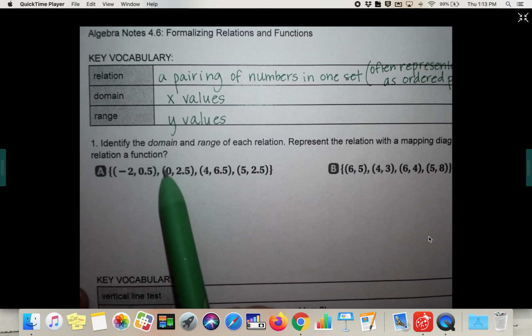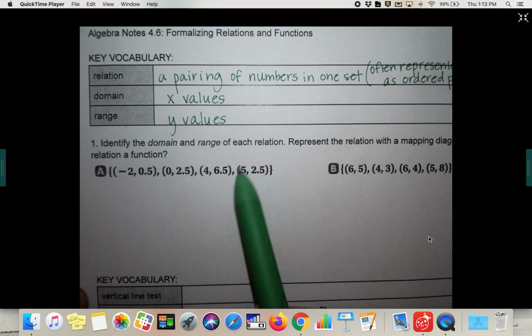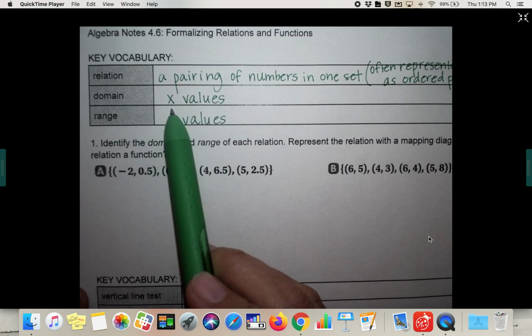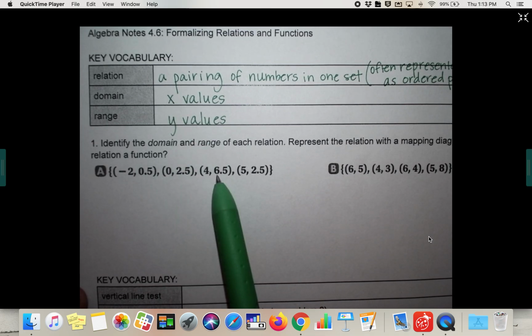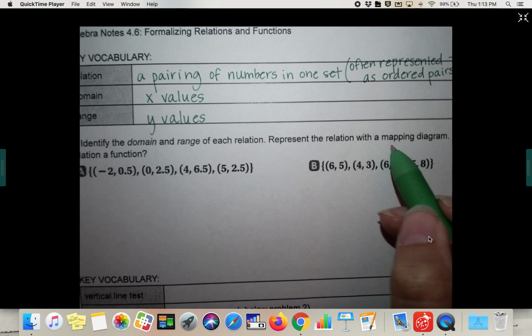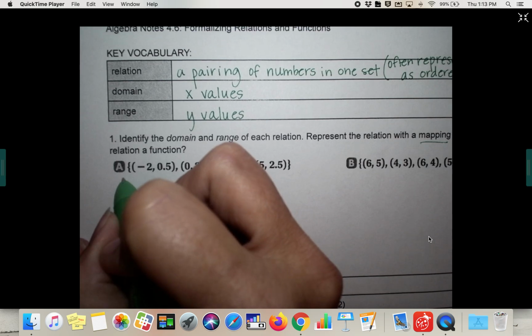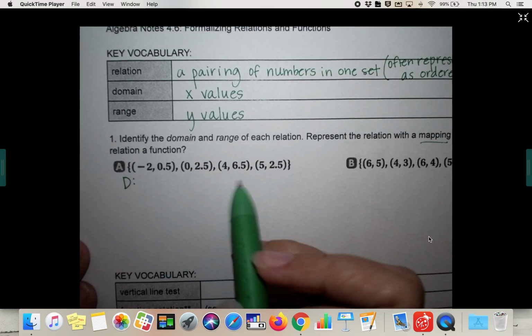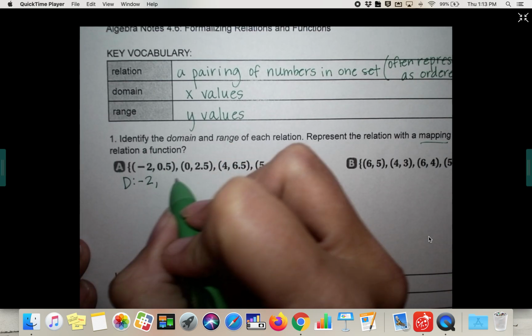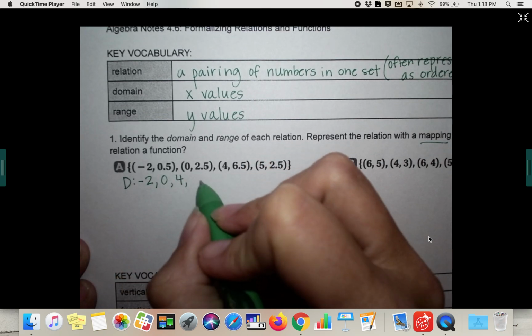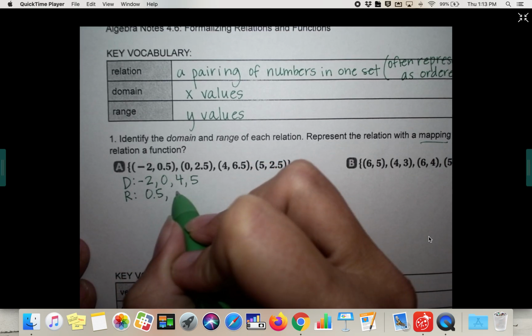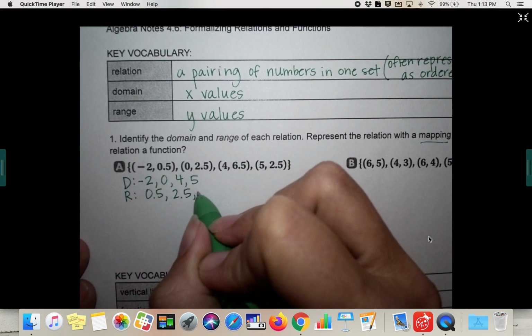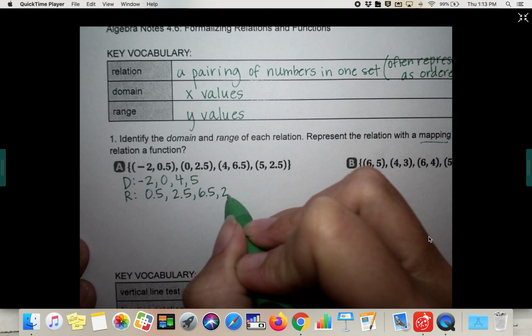So -2, 0, 4, 5. That's the domain because that's just the x values. And then the range is 0.5, 2.5, 6.5, 2.5. So we're going to represent those first, and then we'll talk about a mapping diagram in just a second. So let's go ahead and write down the domain. D for me is going to represent the domain. That would be -2, 0, 4, and 5. The range we already talked about was 0.5, 2.5, 6.5, and 2.5.